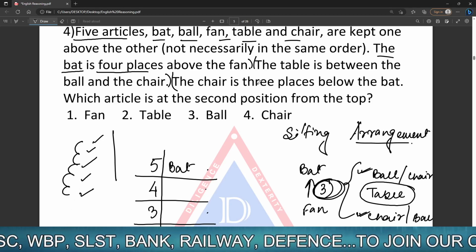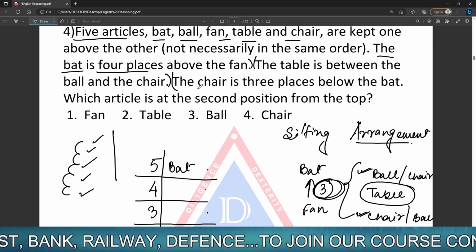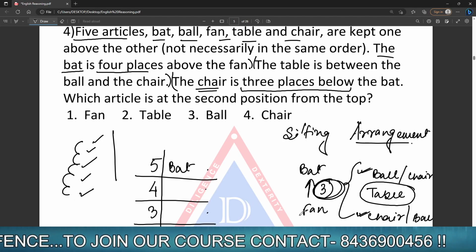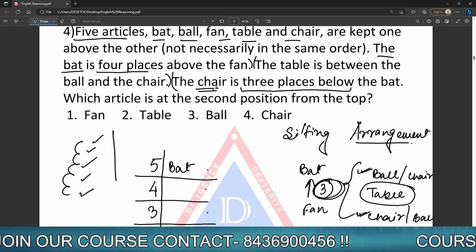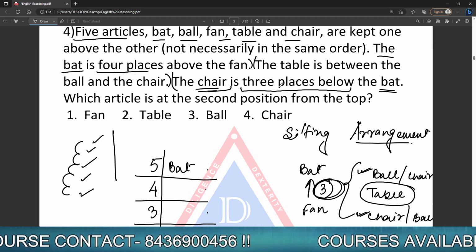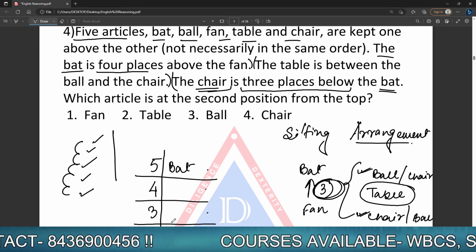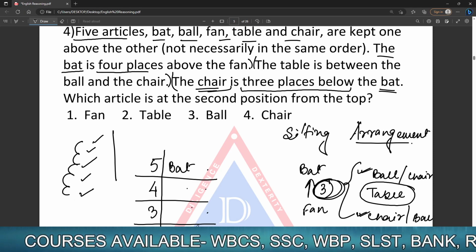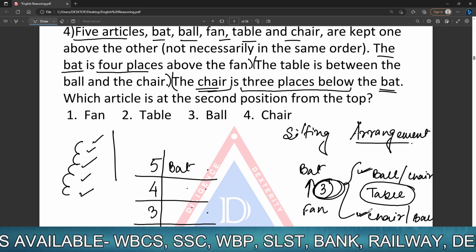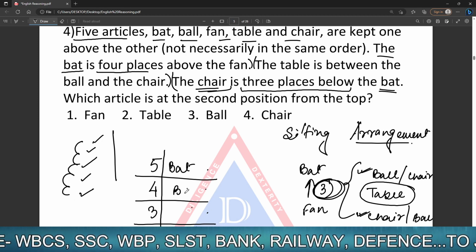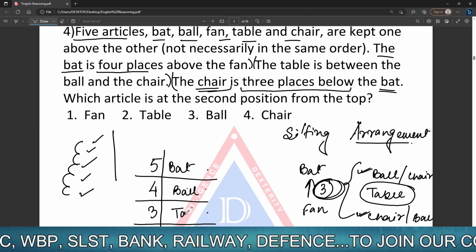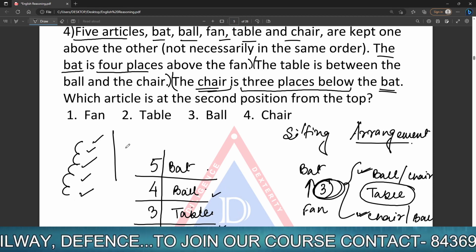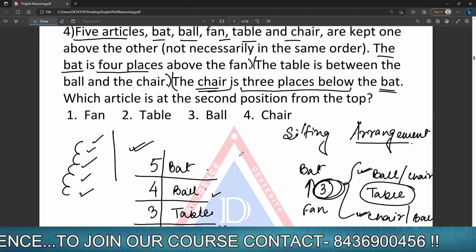The chair is 3 places below the bat. Three places below means the gap between the chair and the bat should be 2 places. So bat, 1, 2, 3, the chair should be here. If the chair is here, the ball should be here. And if the ball is here, the table should be here, because it states the table is between the ball and the chair. So this completes our seating arrangement.